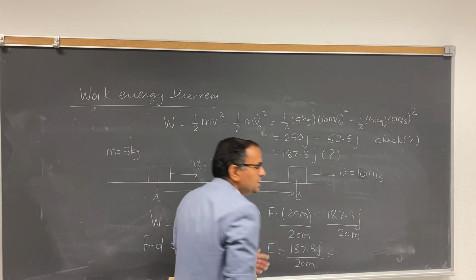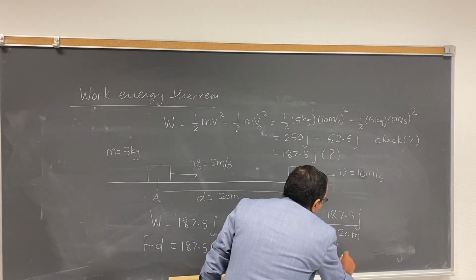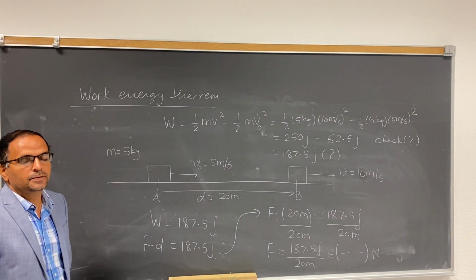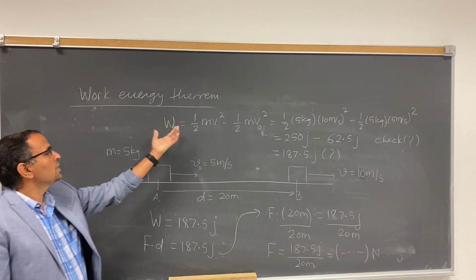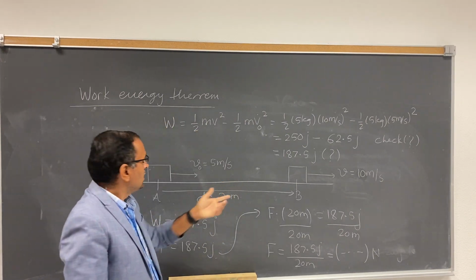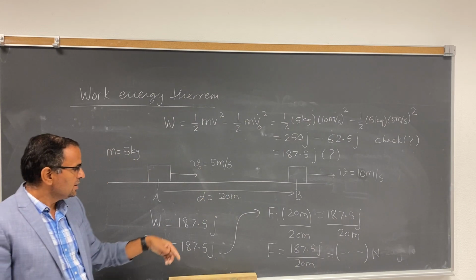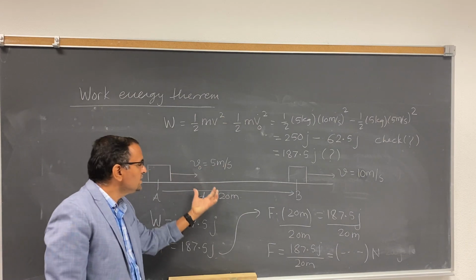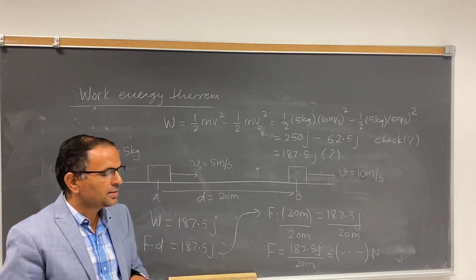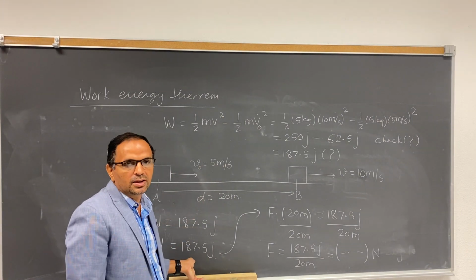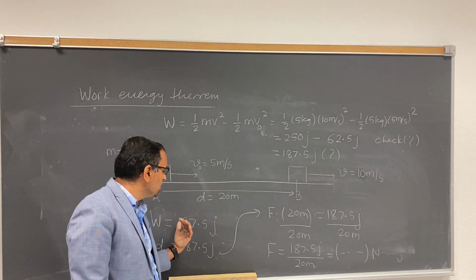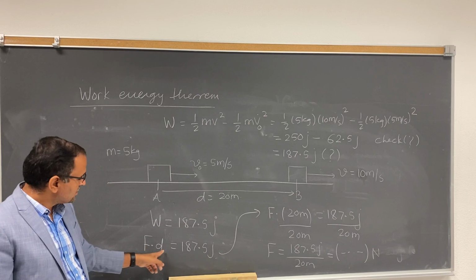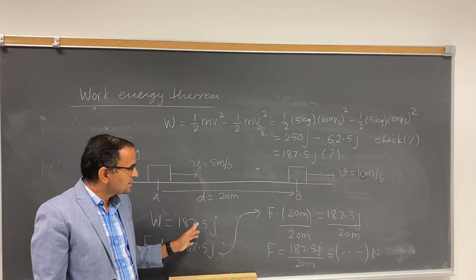Whatever number you get, please calculate, I don't have a calculator. This is Newton. So you calculate the force there. First you use the work energy theorem to calculate the work done. Then use the work done formula F times D to calculate the force. Or if the force is given and asking for the displacement, you do the same thing. Plug the force here and solve for the displacement. That is the same thing.